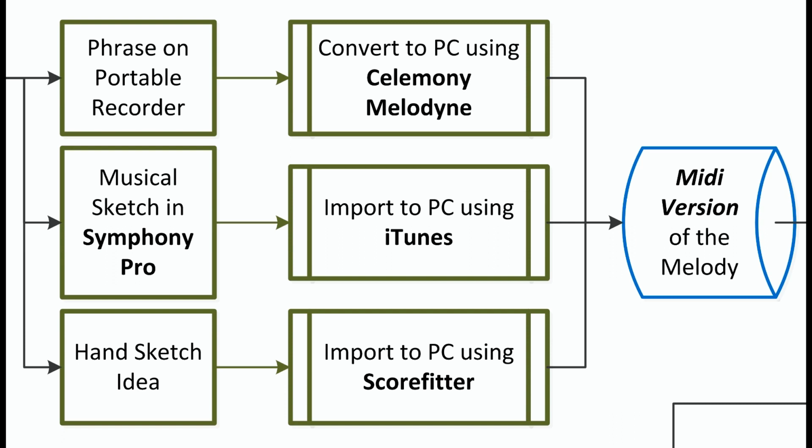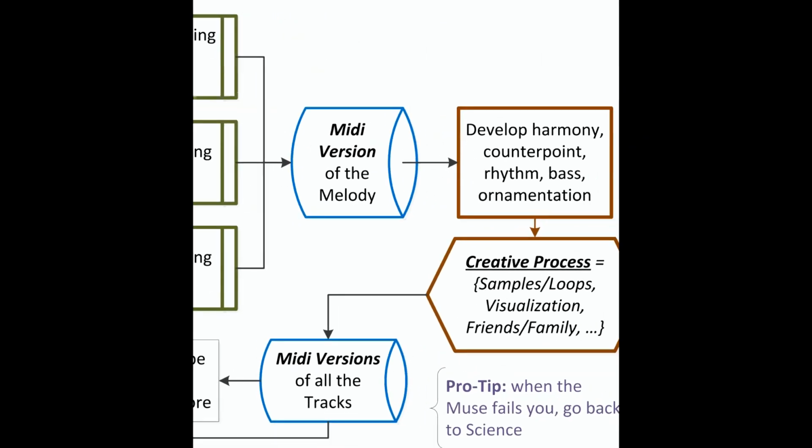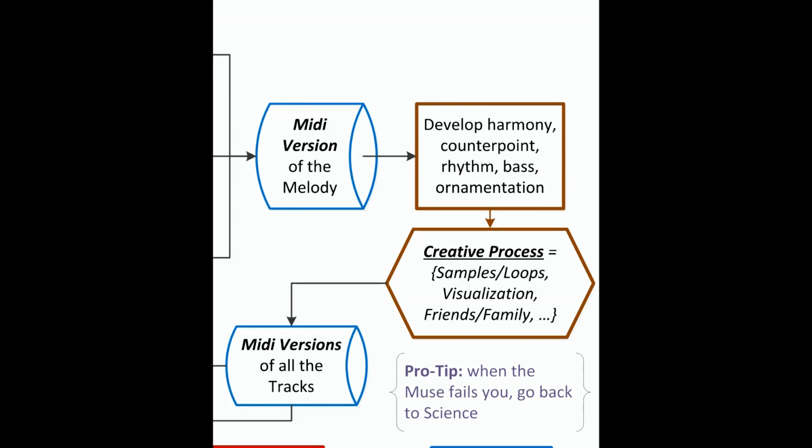We'll cover the specific use of these tools in future videos. At a minimum, at this point, you have a musical phrase or a melody fragment in MIDI format. This is where some science occurs. If you have a reasonable basis for the melody, I recommend that you go ahead and use the science part of music to develop the harmony, counterpoint, rhythm, bass, and ornamentation. Why do all that? Well, it gives you a feel for how the whole song might sound.